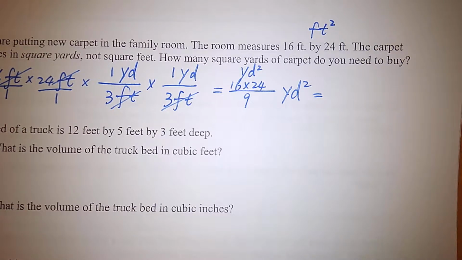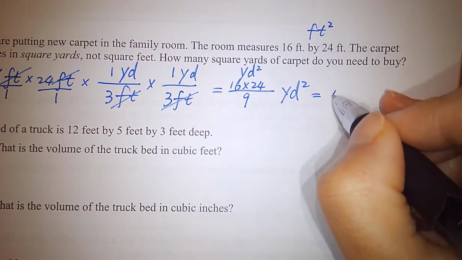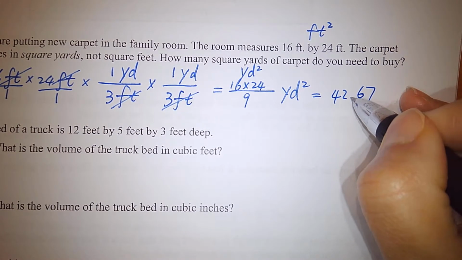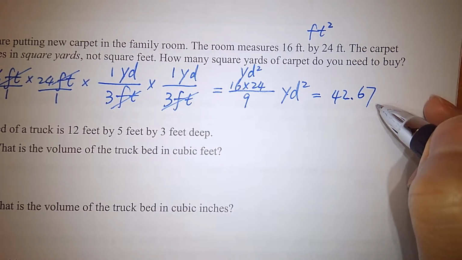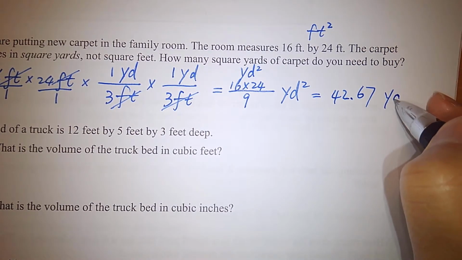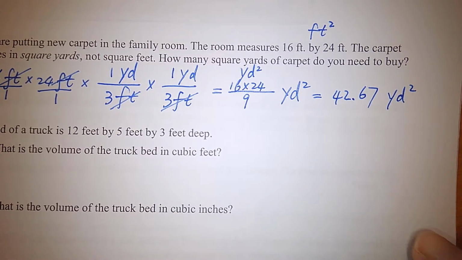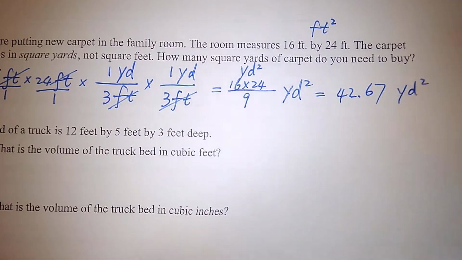So, 42.67, right? We'll probably have to round. 42.67. I'm gonna write here. It doesn't say where to round, so I'm just going to keep 2 digits, okay? Square yard. Everybody, what do you feel? It's not that hard, right? You just have to convert twice. Alright, now let's move on to page 174.